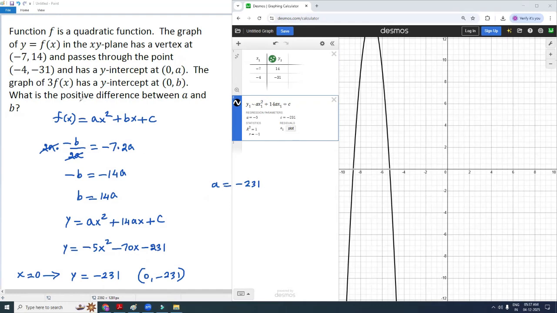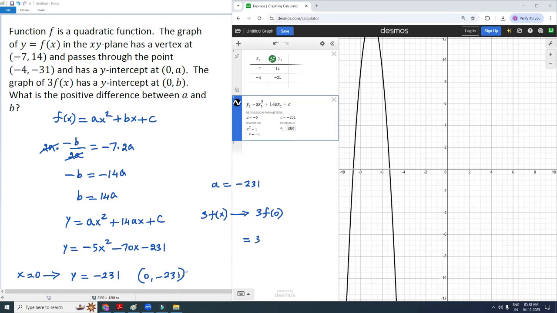Now let's get the value of b. For that, let's consider the information we have over here. That is the function 3 times f of x has a y-intercept at 0, b. Let me take the function 3 times f of x. To get the y-intercept of this function, we have to plug in x equals 0. Then we get 3 times f of 0. This f of 0 represents the y-coordinate of the y-intercept of the given quadratic function f of x. Already we got that, negative 231. So this negative 231 is the value of f of 0.